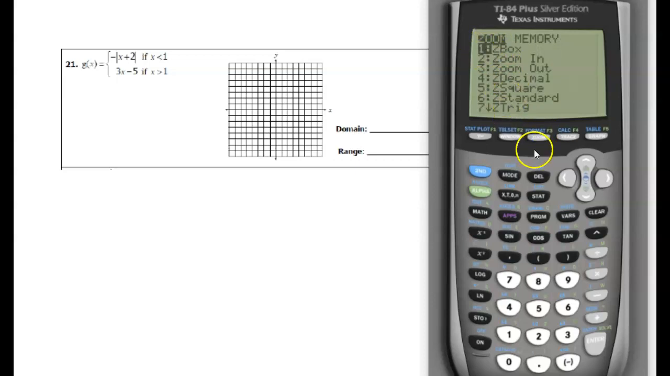I hit that zoom key and I'll do a zoom box. I can tell there's a hole. Oh, I forgot. I have to hit enter, and then you drag the zoom box over, go down, and look at that. Oh, I got a jump. Okay, so a jump right at 1. Zoom out.